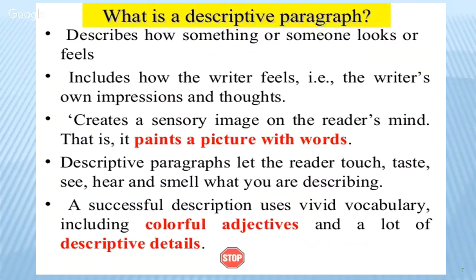The writer's own impressions and thoughts creates a sensory image on the reader's mind. Sensory, including your sense organs. That is, it paints a picture with words. So ನೀವು ಪಿಕ್ಚರ್ ನ ಒಂದು ಪೇಂಟಿಂಗ್ ನೋಡಿದಾಗ ನೀವು ಅದ್ರ ಬಗ್ಗೆ ನಿಮ್ಗೆ ಐಡಿಯಾ ಬರುತ್ತಲ್ಲ, ಅದೇ ತರ ನಾವು ವರ್ಡ್ಸ್ ನಲ್ಲಿ ಪೇಂಟ್ ಮಾಡ್ತೀವಿ, ಆ ವಸ್ತುನ, ಜಾಗನ ಪೇಂಟ್ ಮಾಡೋ ಹಾಗೆ. Descriptive paragraphs let the reader touch, taste, see, hear and smell what you are describing. A successful description uses vivid vocabulary.